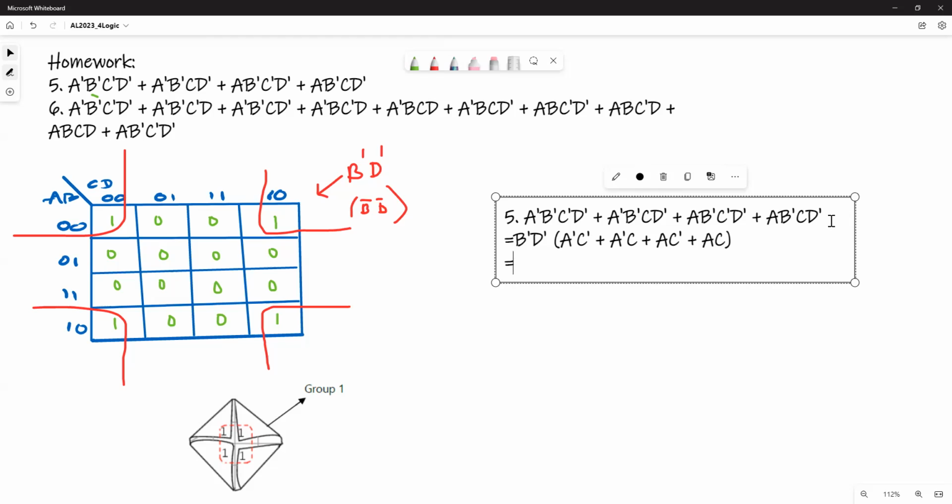What I did as a first step, since B dash D dash is common for the four terms, I have taken B dash D dash out. And what I left is A dash C dash plus A dash C plus AC dash plus AC.